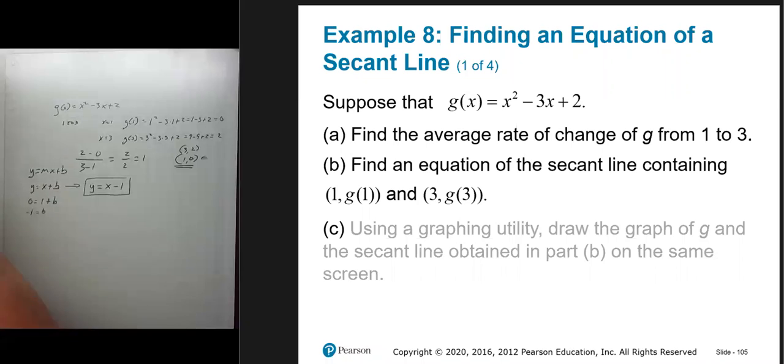Oh yeah, and this part C here is just looking at what they look like when you graph them.